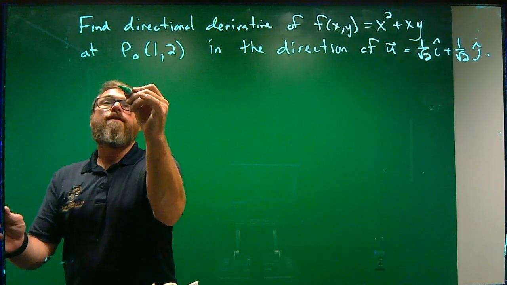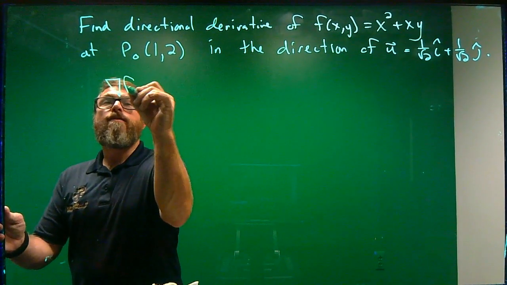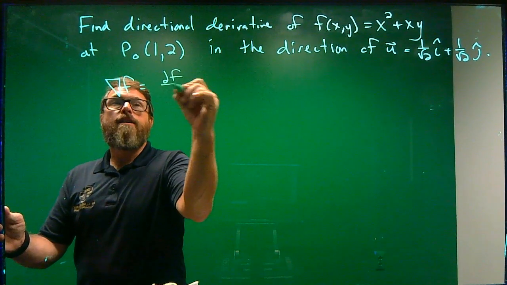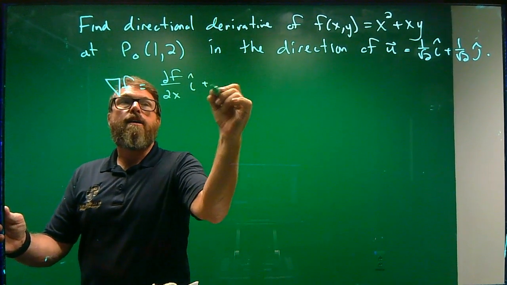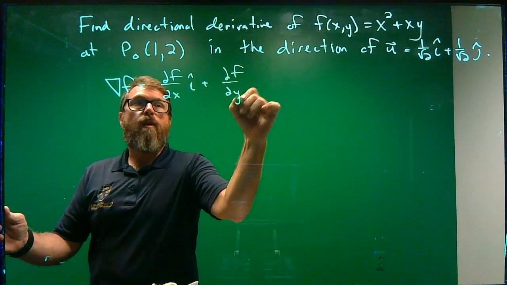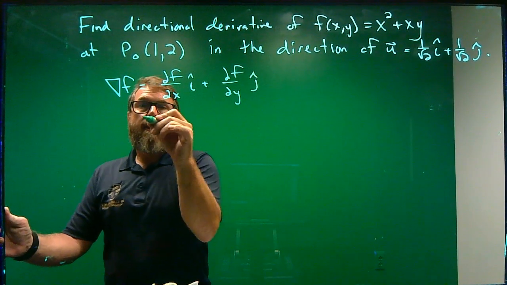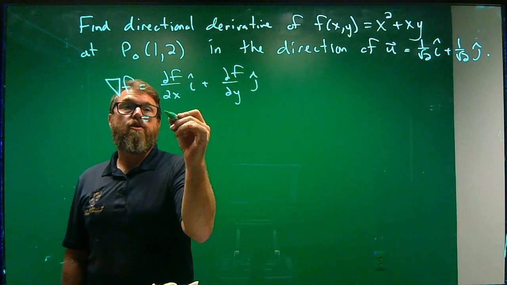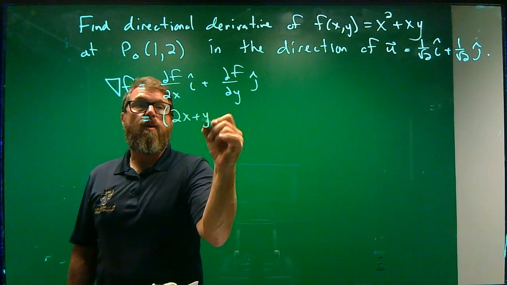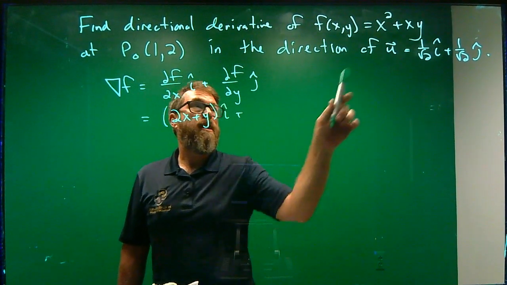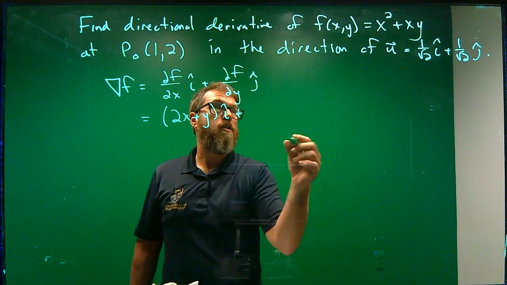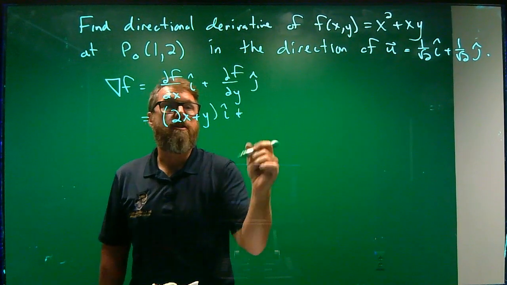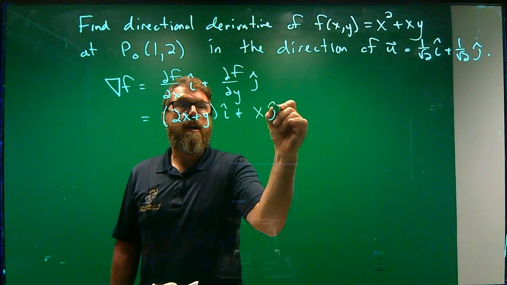So first let's go ahead and find the gradient of f. The gradient of f is going to be df dx i plus df dy j. And this is just going to be the partial derivatives. So the partial derivative with respect to x is 2x plus y in our i direction. And the partial derivative with respect to y is just going to be, well, that'll be 0, and this will just be x. So this is going to be x j.